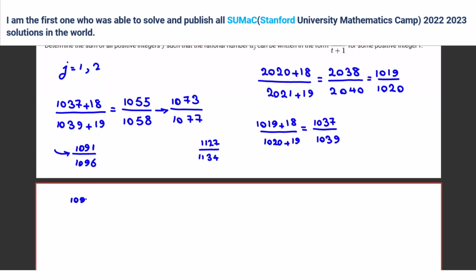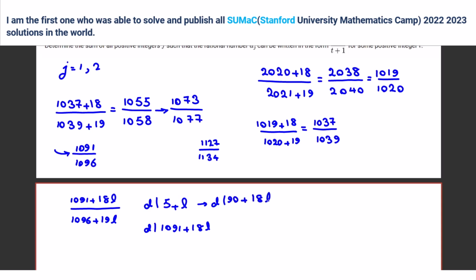If you want to find a general way for each step, it is exactly what I wrote in the beginning: 1096 plus 19l. D divides 5 plus l, the difference. And also D divides 1091 plus 18l. So here we can say D divides 5 times 18, which is 90, plus 18l. So if we subtract, it would be what?